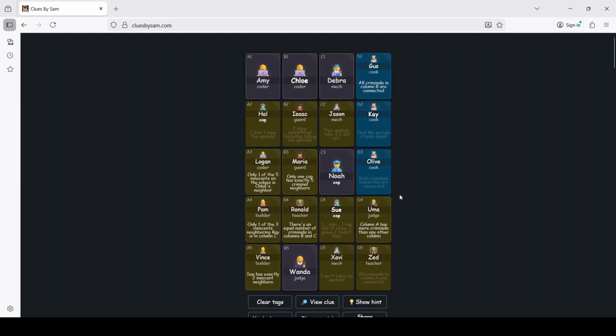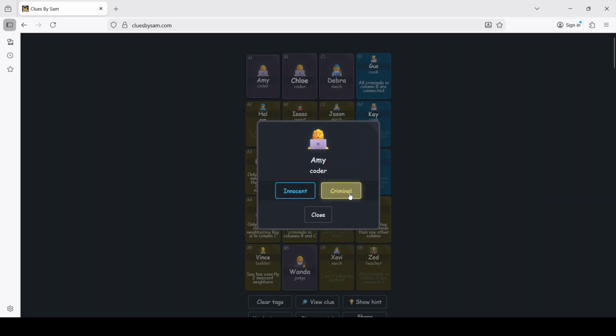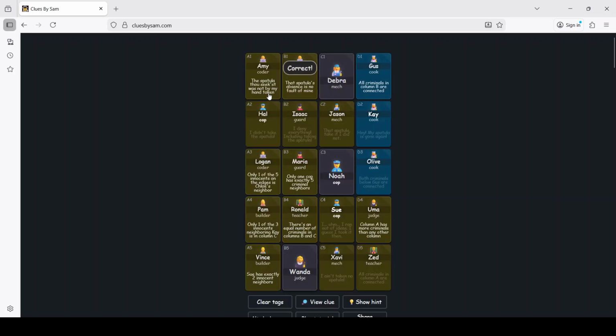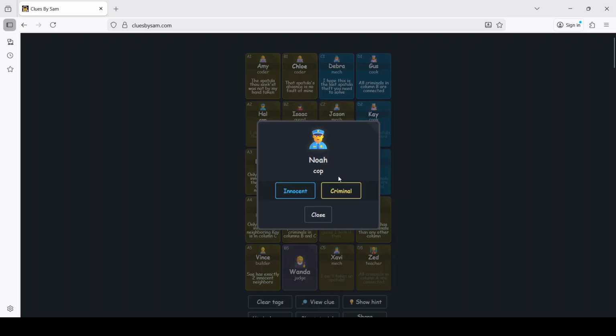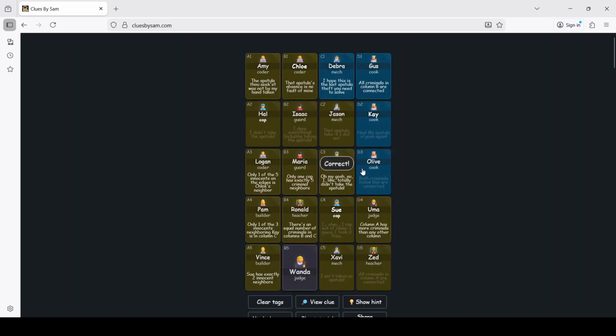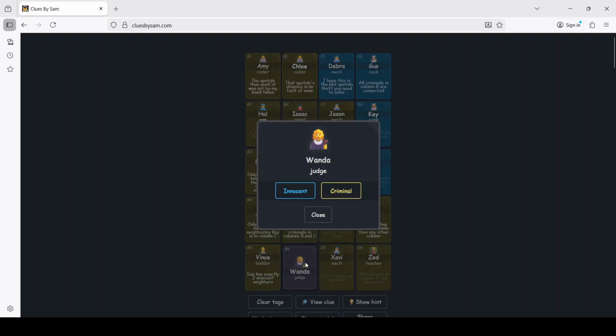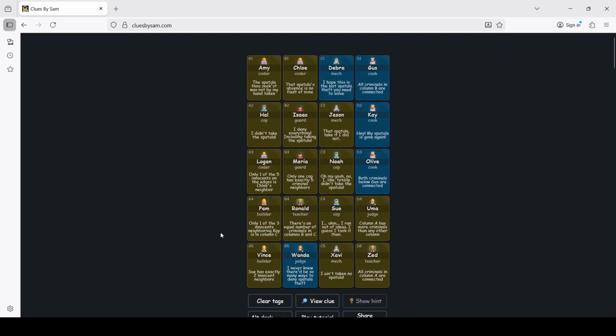This is now telling us that Hal is the cop who has exactly 5 criminals. So Amy is a criminal, Chloe is a criminal. Because Amy is a criminal, we know Deborah is innocent. Because Deborah is innocent, we know that Noah is a criminal. And therefore, because column B needs at least 1 innocent, Wanda the judge is innocent.